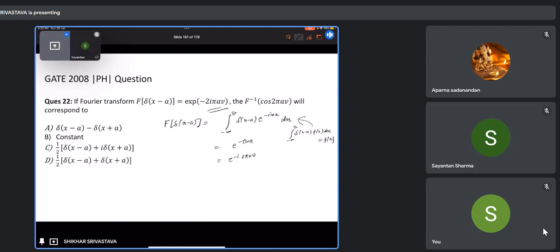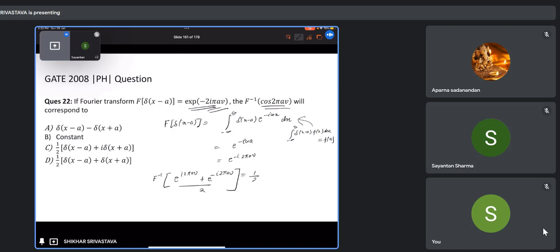So given this, what will be the inverse Fourier transform of cos of 2 pi a nu? So as soon as you see that there is the exponential term, and you can write cos also in the exponential form, so you just have to write cos in the exponential form. E to the power I 2 pi a nu plus e to the power minus I 2 pi a nu upon 2.